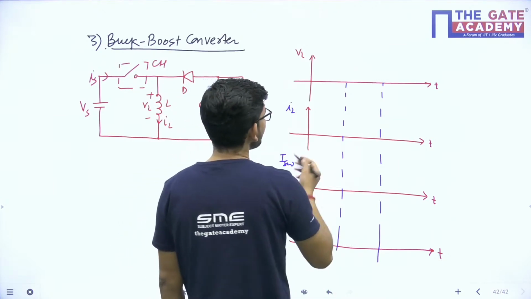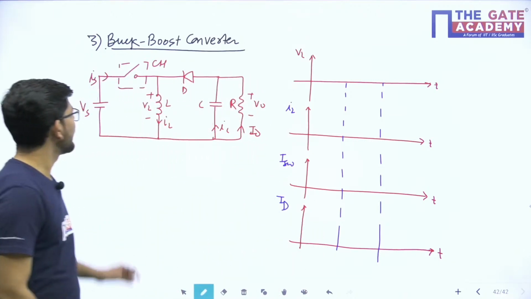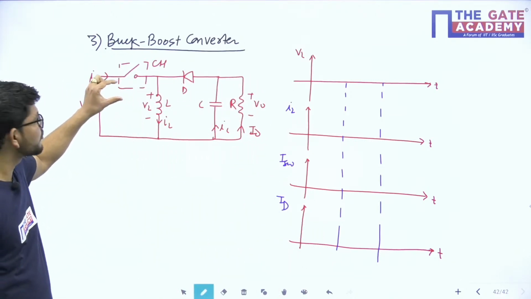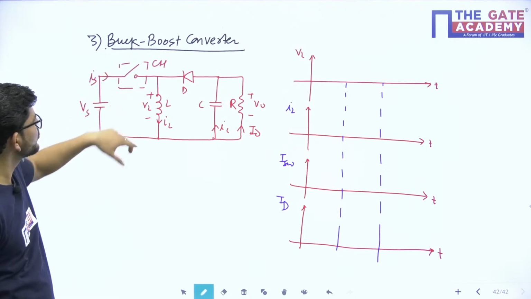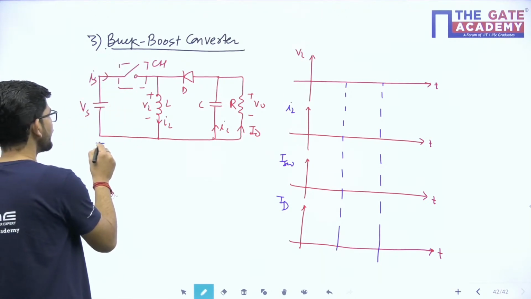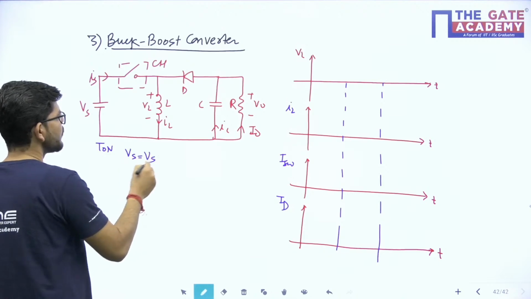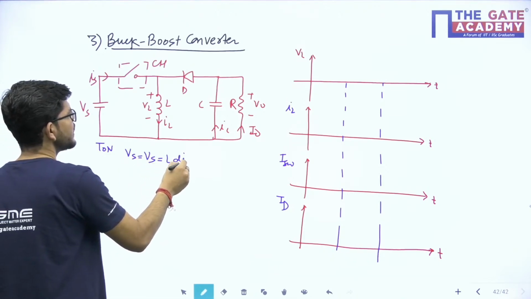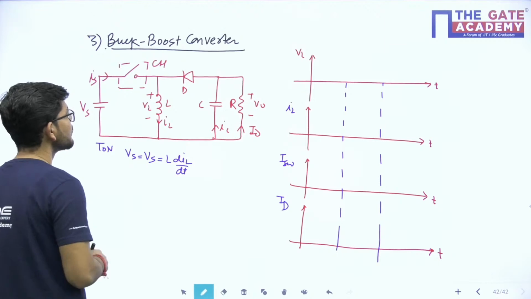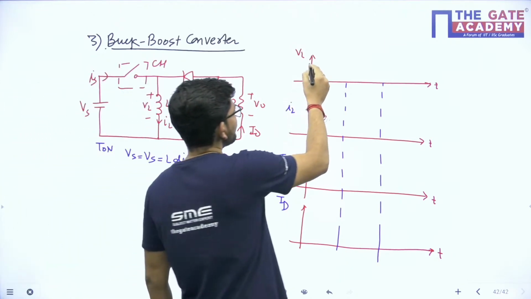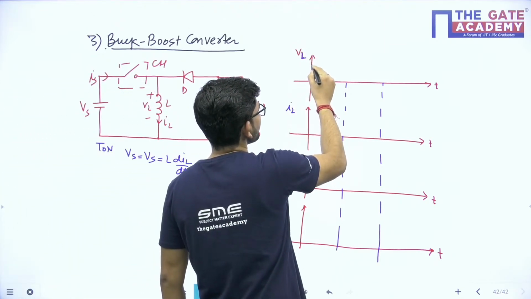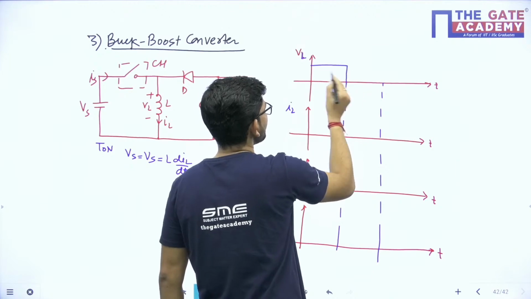So what will happen during the on and off periods? See, when the switch is on, Vs will be equal to VL. So during T on, I will have Vs equals VL, or L dIL by dt. So my VL will be equal to Vs during the on time.